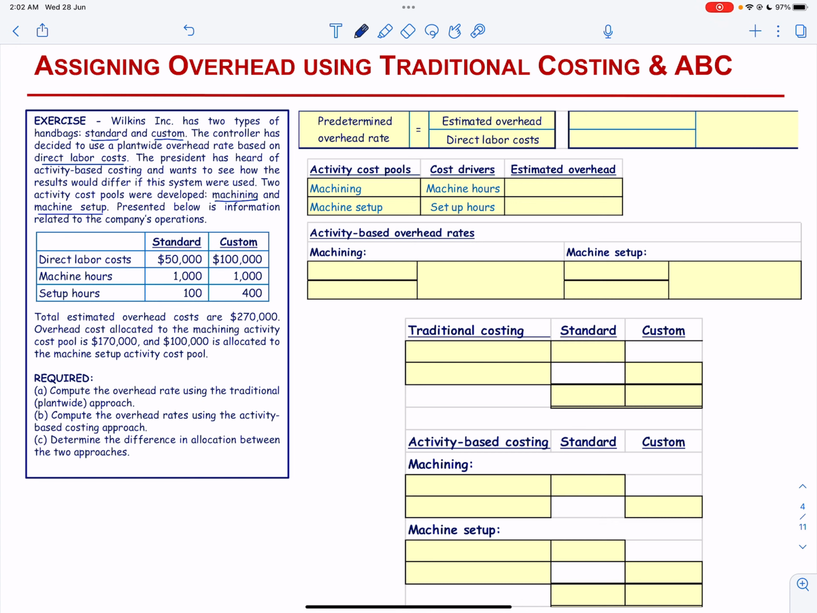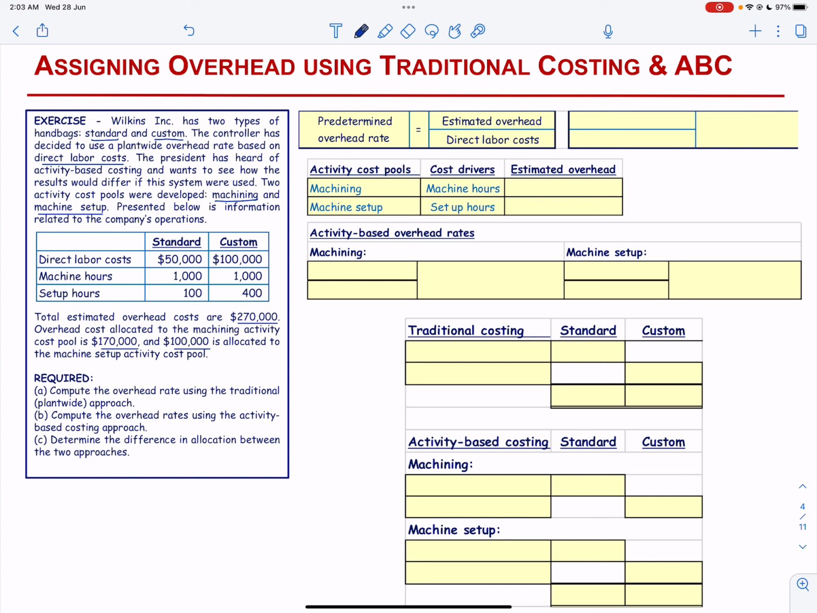Presented below is information related to the company's operations. We have direct labor cost, machine hours and setup hours. Total estimated overhead costs are 270,000. Overhead cost allocated to the machining activity cost pool is 170,000 and 100,000 is allocated to the machine setup activity cost pool.